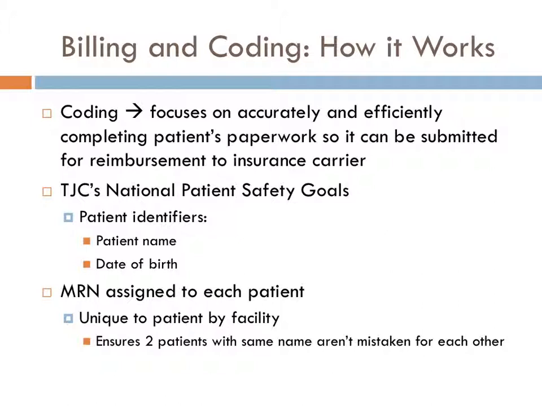So when a patient arrives at the healthcare facility, they are assigned a medical record number. This is unique to each patient from facility to facility. The medical record number ensures that a patient is not mistaken for another patient with a similar name, and it is usually cross-matched with the patient's date of birth.